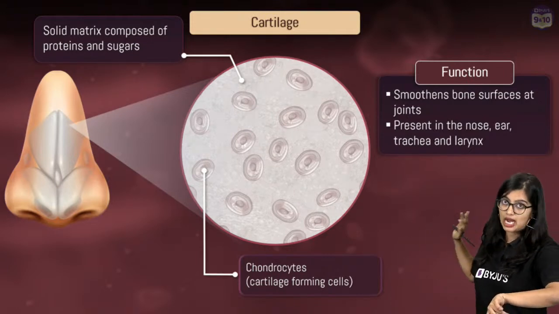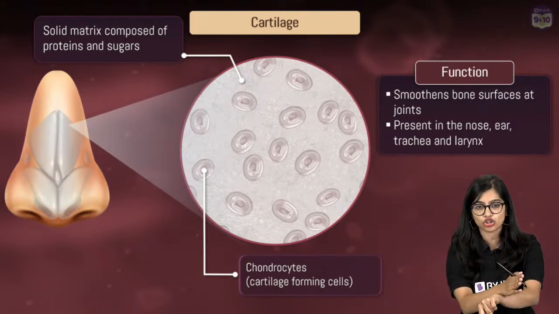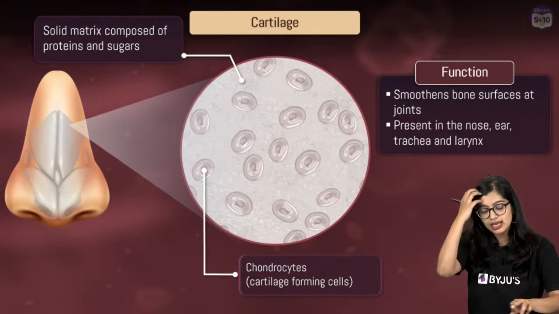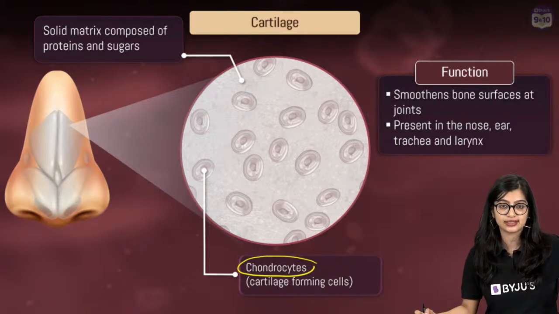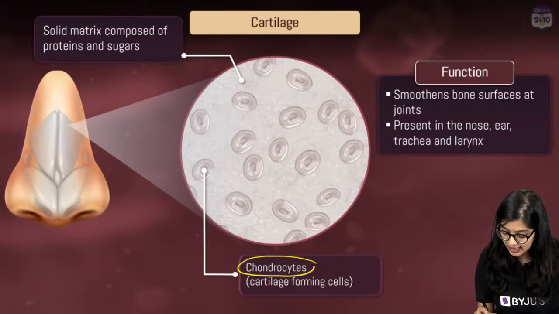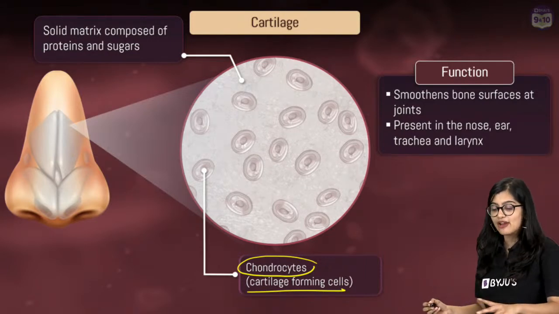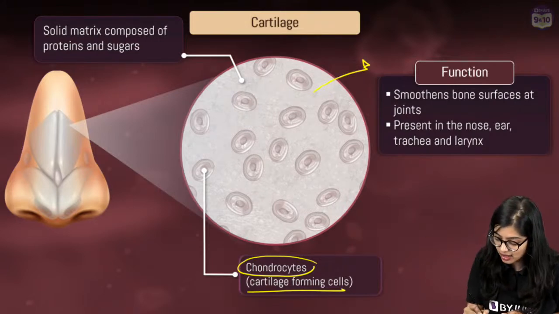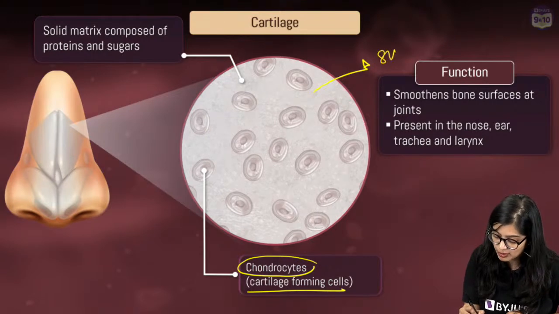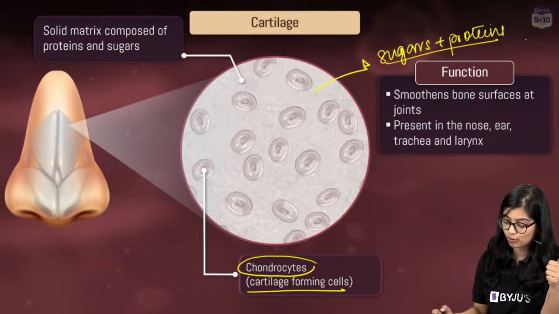So when you talk about cartilage, you saw that your bones were made up of cells called osteocytes, or you can say osteoblasts. Now in this particular case, they are made up of cells called chondrocytes, right? So chondrocytes are nothing but the cells which form your cartilage. And they are found within a matrix, right? So this is a matrix surrounding it, which is made up of sugars and proteins, right? So it is made up of a matrix that has sugars and proteins in it.